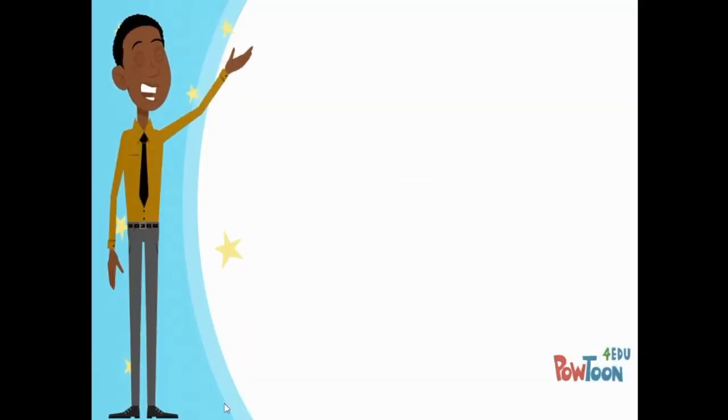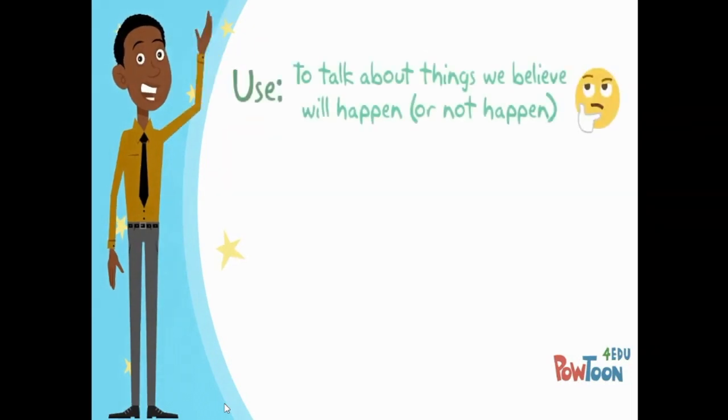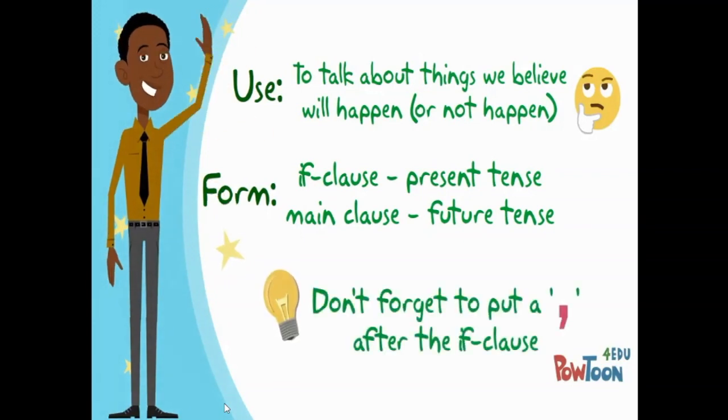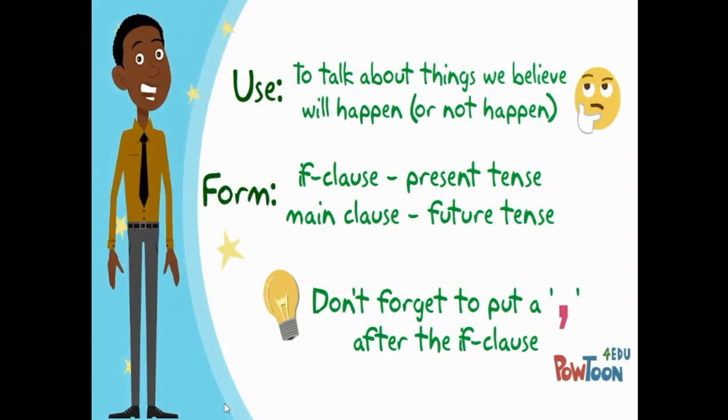Once again, we use type 1 conditionals to talk about things we believe will happen or not happen. For the form, we use present tense for the if clause, while future tense for the main clause. Last, don't forget to put a comma after.